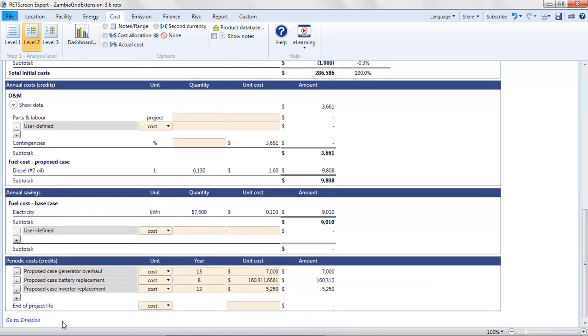Here at the bottom we have some periodic costs. It's included generator overhaul, which might be necessary given the generator runs so much more frequently and for a much longer portion of the year in this system here, where the PV system is only providing 83% of the load. They've also included battery replacement. After 8 years, the lead acid battery won't last as long, and they've included some inverter replacement, but it's a relatively small amount.